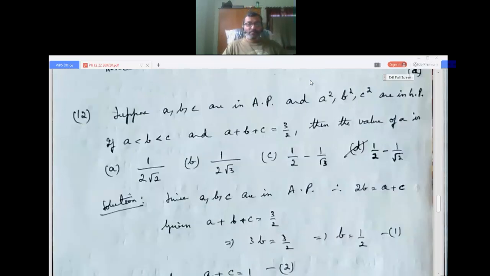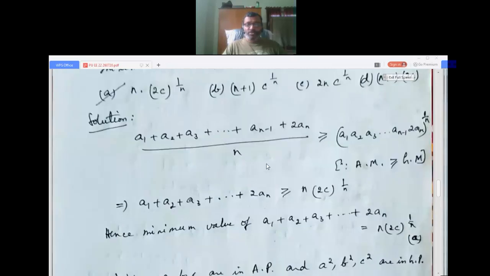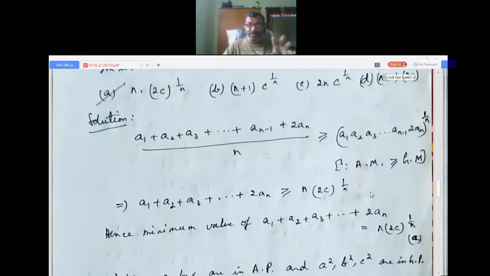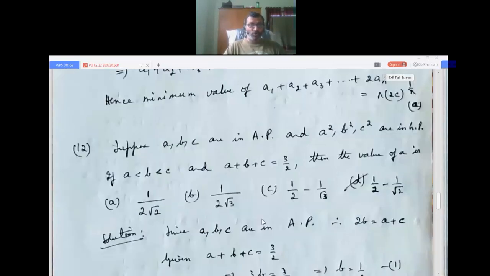It's clear. So here the main rule that is used is arithmetic mean greater than or equal to geometric mean. What is arithmetic mean? That is the arithmetic average, the sum of all the terms divided by the number of terms. And what is geometric mean? The product of all the terms raised to the power of 1 by the number of terms. For example, 1, 2, 3: the geometric mean will be 1 into 2 into 3 raised to the power of 1 by 3. The arithmetic mean will be 1 plus 2 plus 3 divided by 3. These are the common things which you should know.